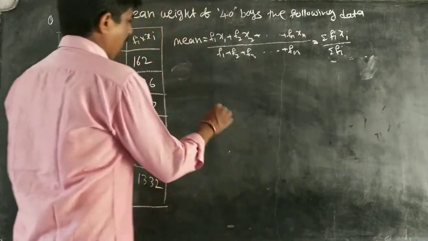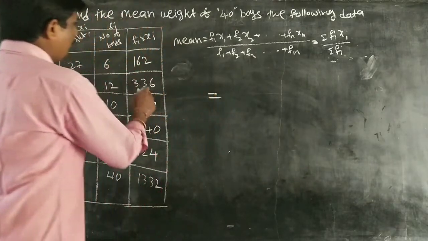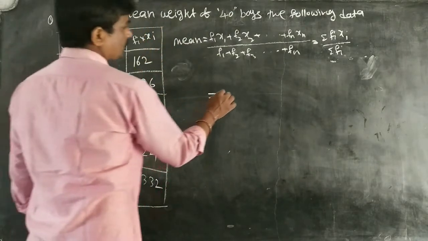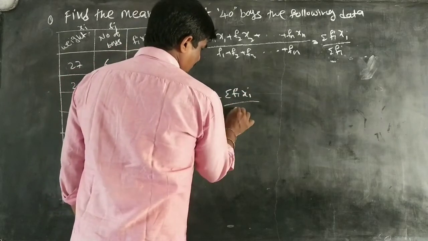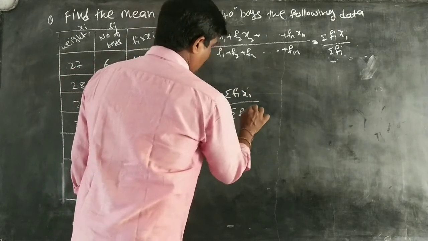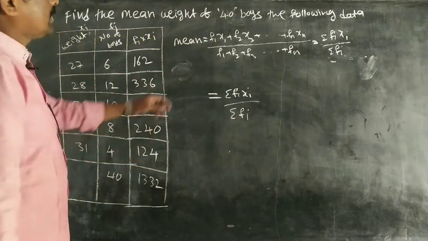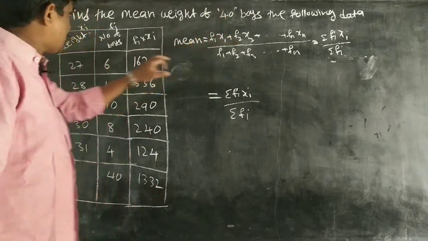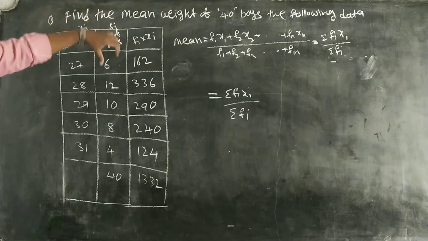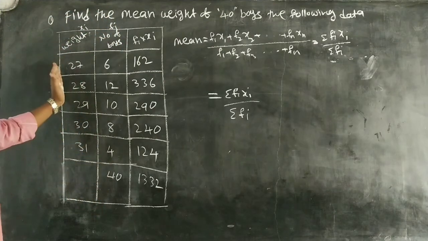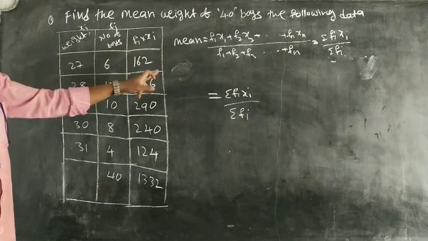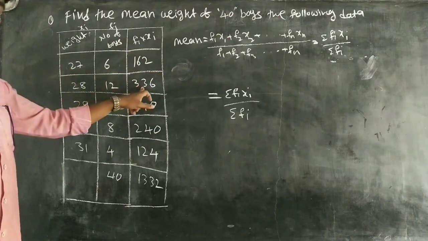Okay, now apply. What is the mean? Mean means total of this, that is sum of fi xi by sum of fi. Here fi means this frequency. He is asking for 40 boys' weight. What he is asking, that is the frequency, that is 40. So he has given weights: 27 into 6 is 162, 28 into 12 is 336.